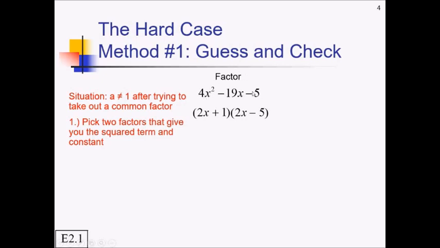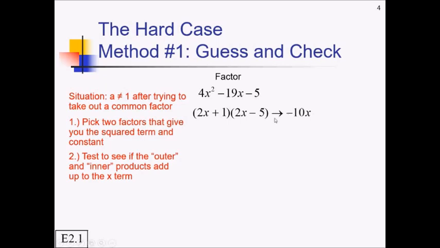That's great, but am I going to get a -19 when I multiply the outers and the inners together and add those together? I don't know. So my next step is I'm going to test to see if those outer and inner products actually add up to this x term in the middle. So we've got 2x times -5 for the outer term. That's -10x. And 1 times 2x for the inner term gives us +2x. If I combine those, that adds up to -8x. That's not -19x. That's not what we were looking for.